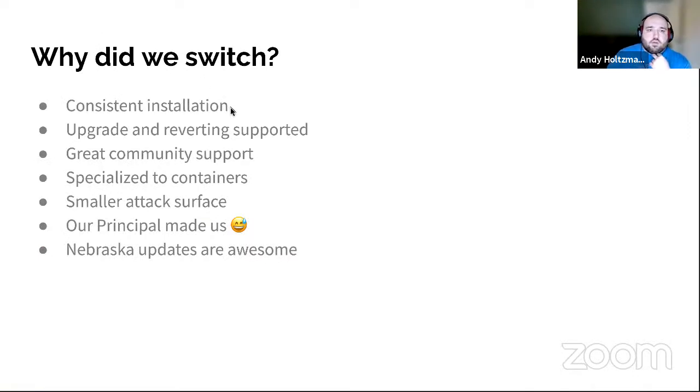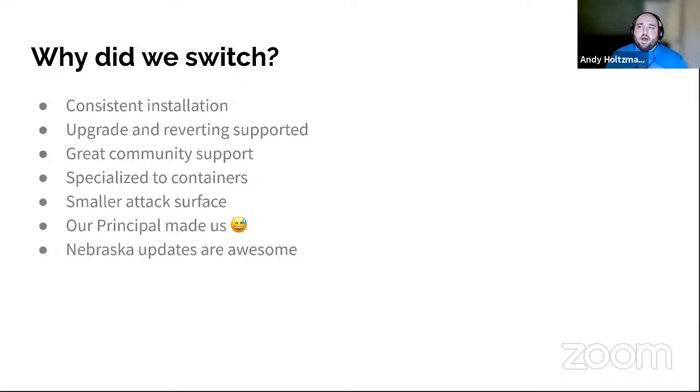So why did we switch? Consistent installation. Avoiding Ubuntu installations that somehow call an apt update in the process is really hard. So when I say consistent, I'm talking about system level packages. Upgrading and reverting is supported and built into the design. Great community support. I think the latest stable was a key indicator of this, in my opinion, where there was that issue with Cilium trying to be controlled by network manager, and it would just make your pod networking fall over.